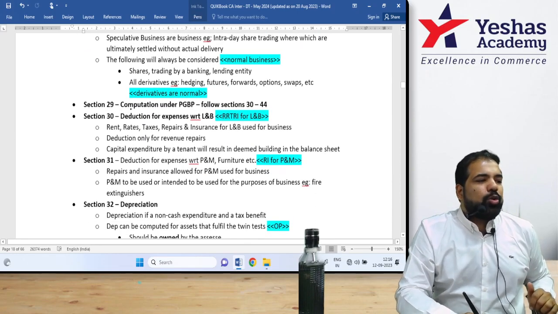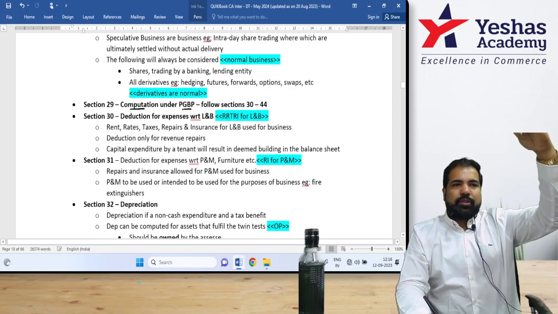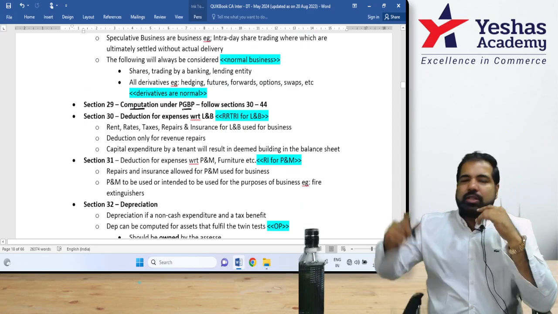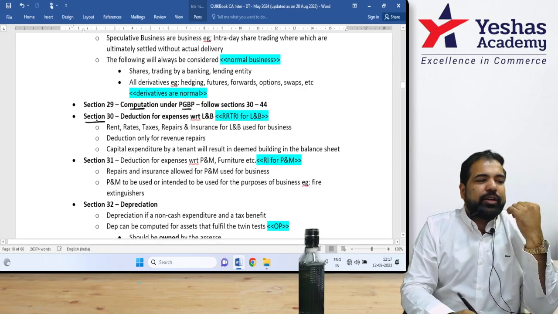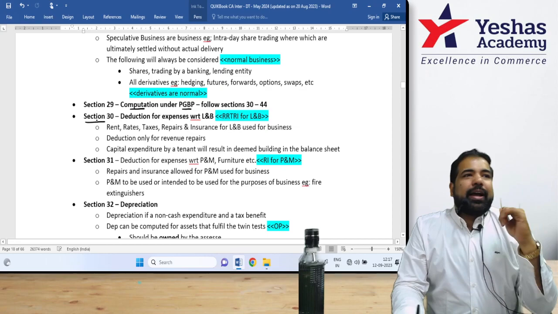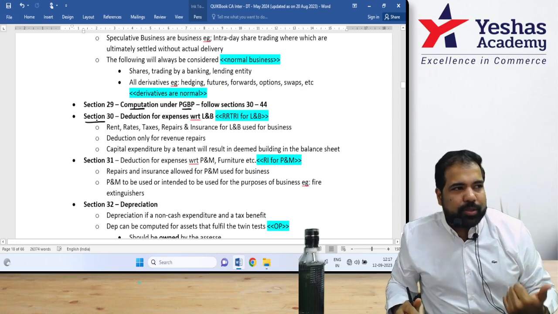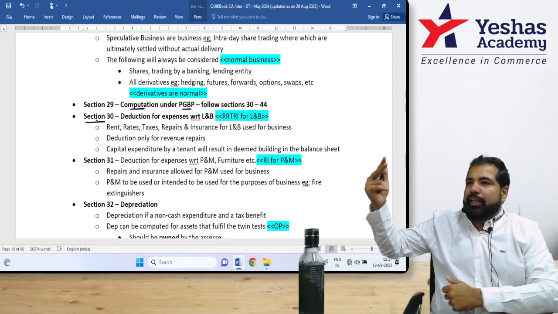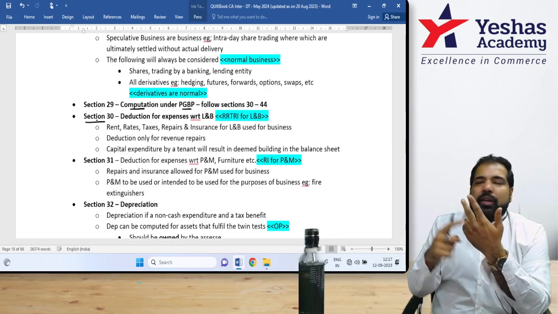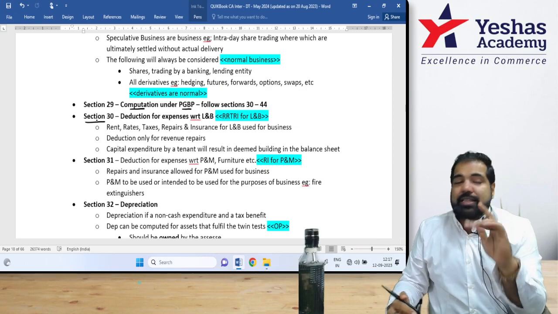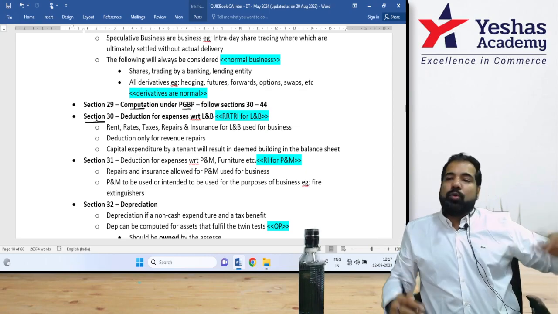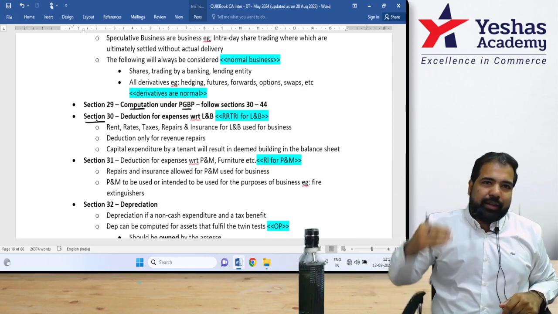Next, guys, how to compute PGBP? First, take your incomes, then you minus all the deductions. But any disallowance, can you minus that? No. Next, guys, section 30. Ignore the sections, guys. Yes. Guys, for land and building, can it be used for business? Yes. RRTRI. Rent, rates and taxes, repairs, and insurance. Can you minus it? Yes. But any capital expense? No. That will go to the balance sheet and you'll get only depreciation.